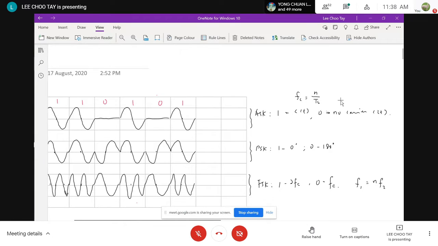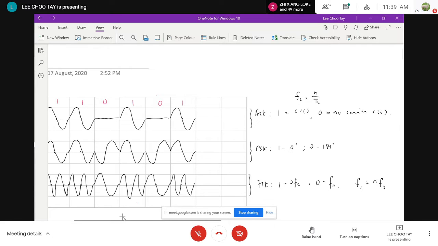And then the other thing to take note is the frequency of your carrier signal must be n times the frequency of your baseband signal. All right. So in this case, if your bit duration is given by TB, then your carrier frequency has to be n over TB. TB is your bit duration.